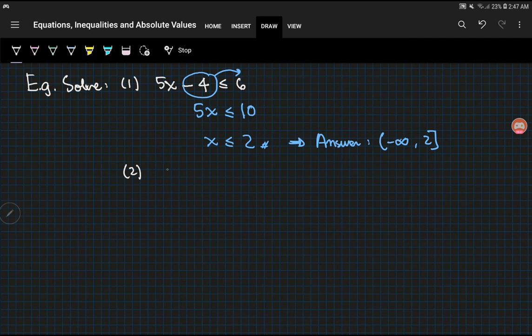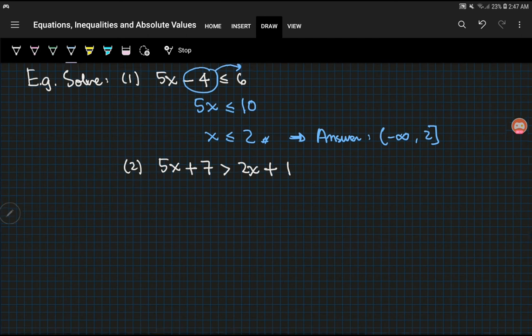Alright, the second example is 5x plus 7 greater than 2x plus 1. Okay, so now both sides have the unknown term and also a constant. What we can do is group together terms of the same kind on one side. For example, we can bring 2x from the right to the left, and then we bring 7 from the left to the right.